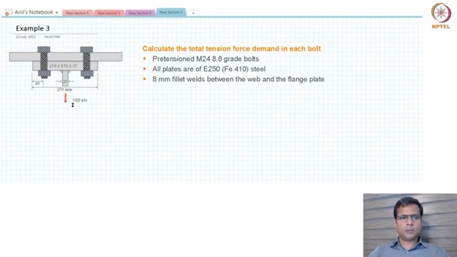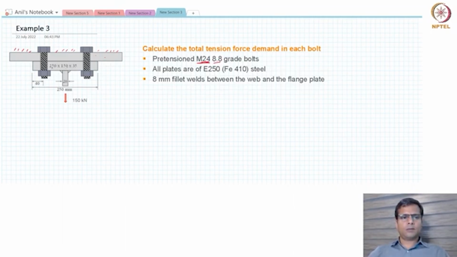So let us try to solve this example. This plate is held in place. The thickness and properties of this plate don't really matter. This particular plate is tied to the first plate using these two bolts. The bolt properties are given. The diameter is 24 millimeter and the material is 8.8 grade bolt.